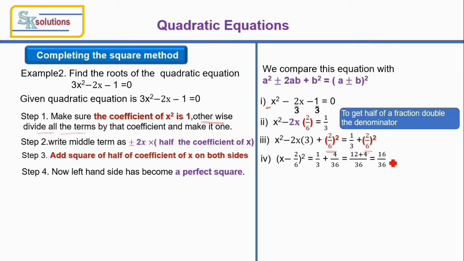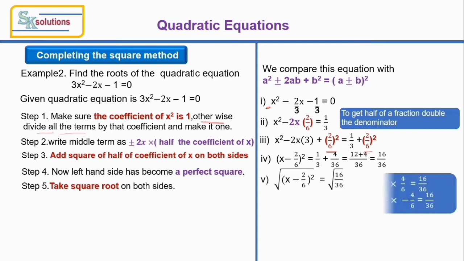So on simplifying the right hand side, we get 16 by 36. Next rule says take the square root on both sides. We have taken the square root on both sides, and the square root will have two values. 4 by 6 multiplied by 4 by 6 is 16 by 36. Negative 4 by 6 multiplied by negative 4 by 6 is also 16 by 36. So we will get two answers here.